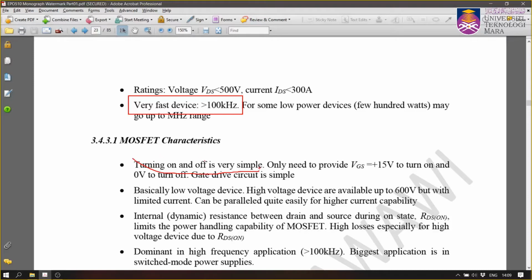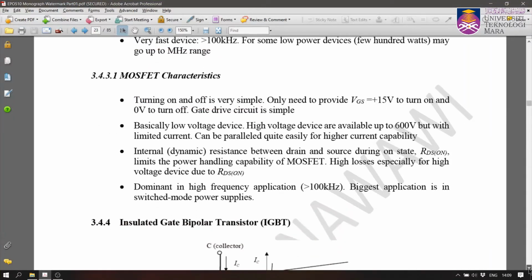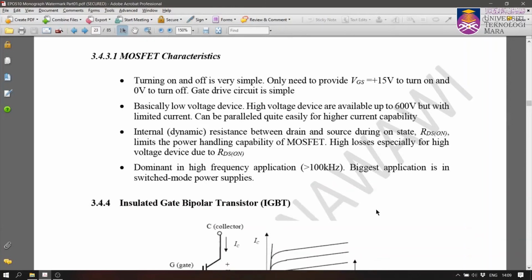Turning on and off is very simple compared to the BJT. You only need to provide the VGS turn-on, the gate-source turn-on voltage, but it has a problem of RDS on instead of forward voltage. For the MOSFET, it has this RDS on. When you turn on the MOSFET, there is a small resistance during the turn-on of the MOSFET. So I squared R will introduce losses. It is dominant in high frequency applications, because the application is in switch mode power supplies.